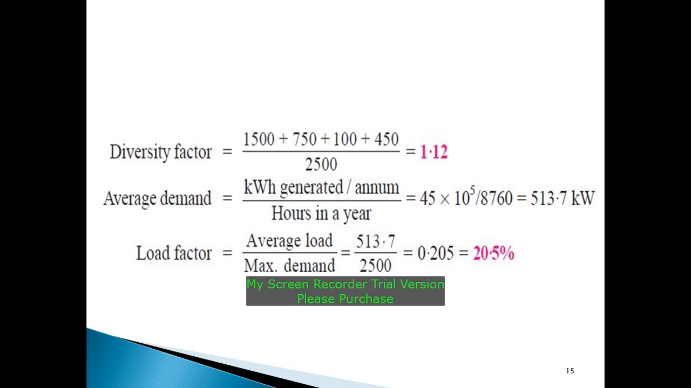So what is the load factor? Average load by maximum demand. Just now we have calculated the average demand. 513.7 divided by 2500. Both the numerator and denominator are represented in kilowatt. The answer is 0.205. The load factor in percentage is 20.5%.